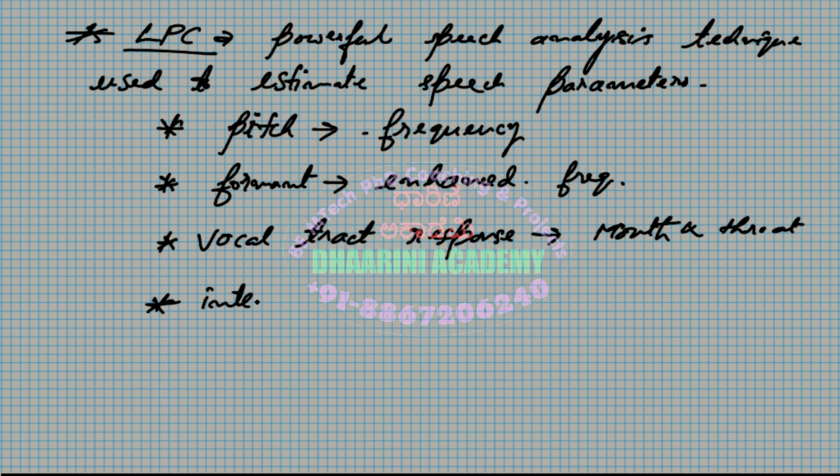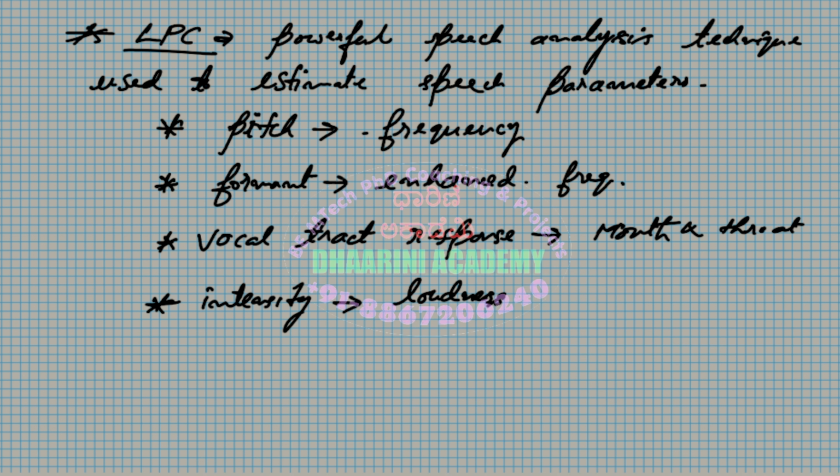Vocal tract response, so this actually includes the mouth and the throat response. Also you can do an estimation of the intensity of the speech. Normally this relates to the loudness with which somebody is going to speak. So these are the fundamental ones. LPC can do a lot of other approximations and estimations as well.